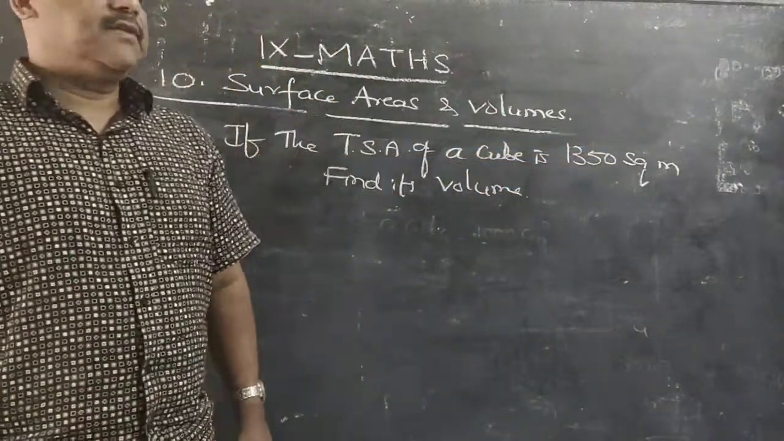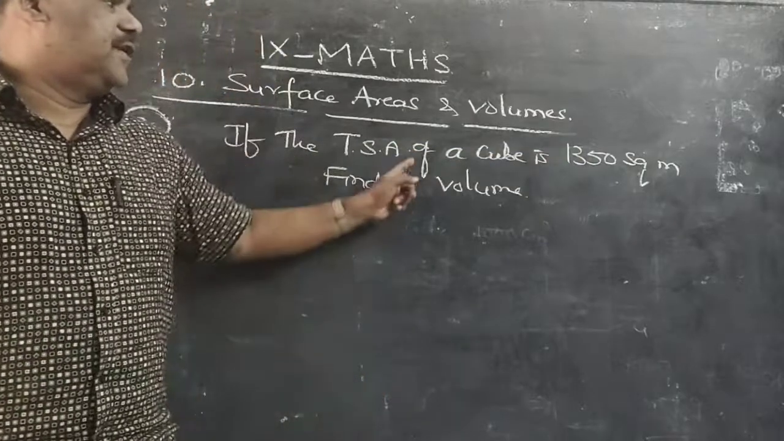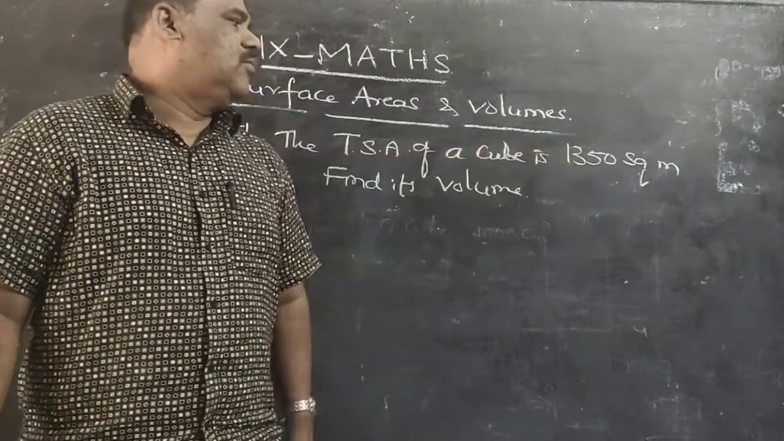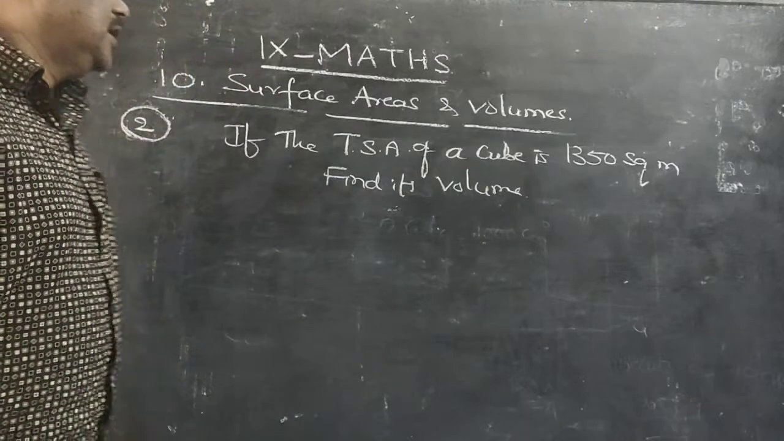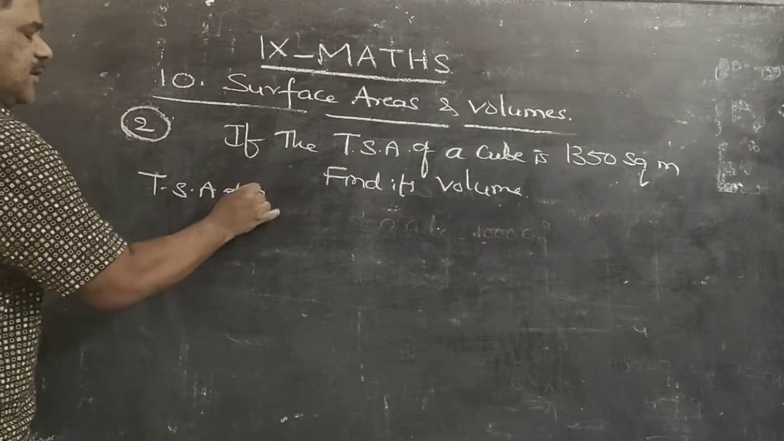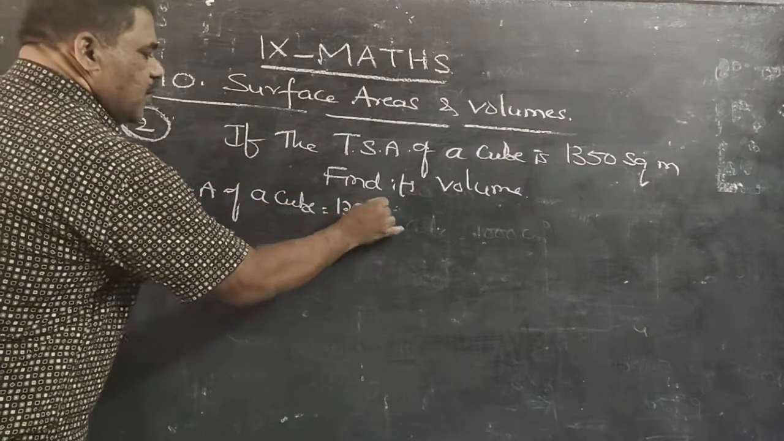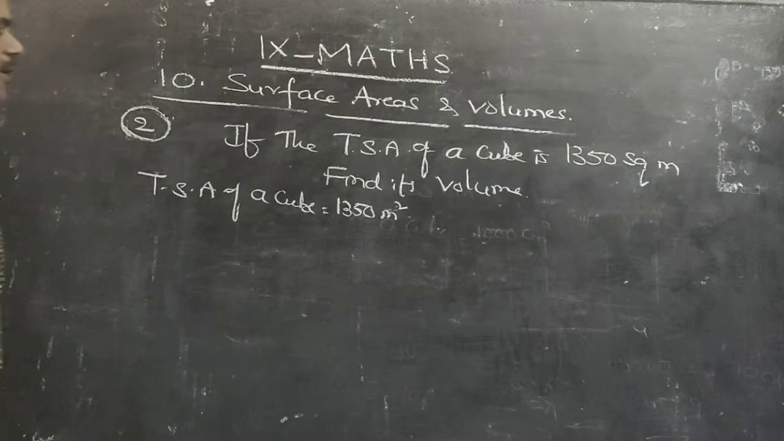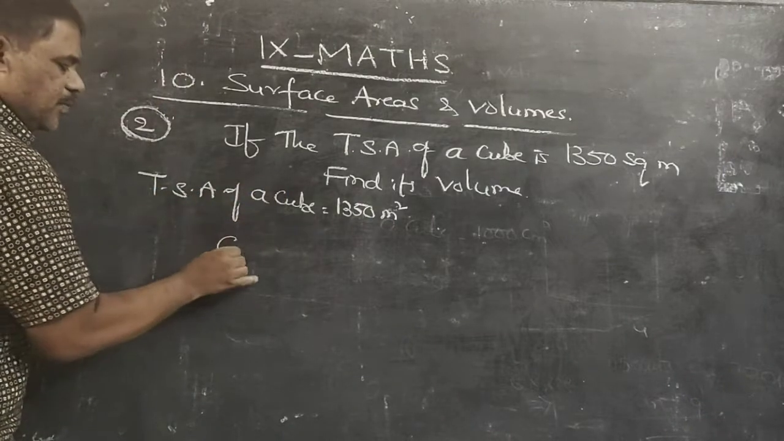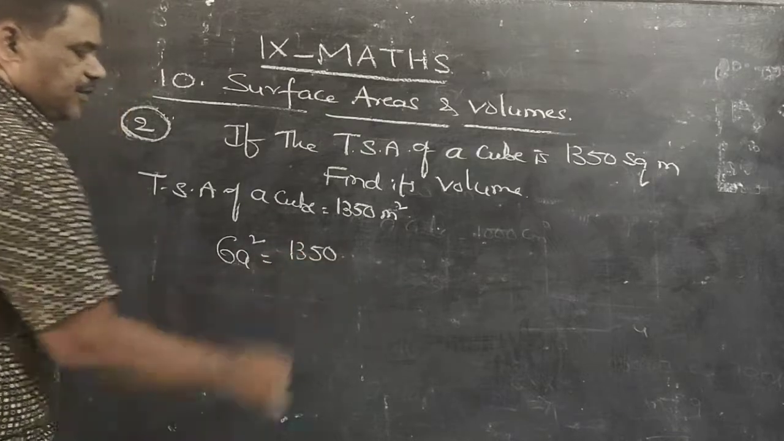One is lateral surface area of a cube is 4a square. Total surface area of a cube is 6a square. Volume of a cube is a cube. So here, given that total surface area of a cube is equal to 1350 square meters. Total surface area of a cube is given by the formula 6a square is equal to 1350.